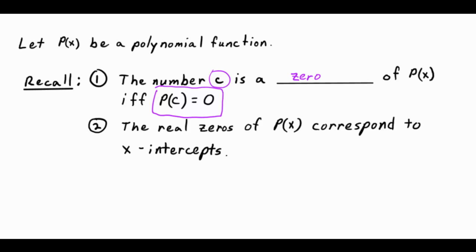Number two, the real zeros of p of x correspond to x-intercepts. We talked about that a little bit, right? So does that make sense to you? As long as c is a real number, if you plug in p of c and get 0 popping out, that's the y value. That's 0, right? That's the p of x value or the y value that's 0. So what happens when y equals 0? Oh, the graph crosses the x-axis.